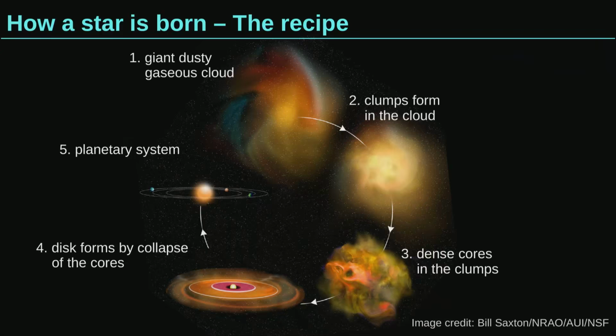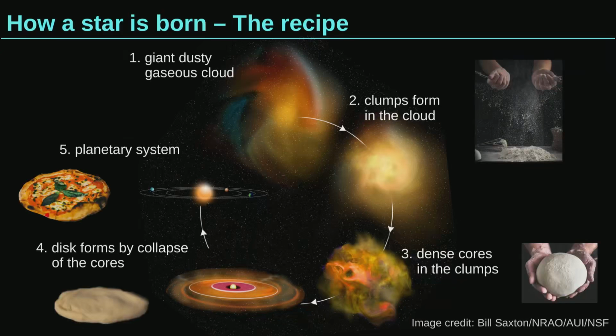So why a disk? As I said, everything moves around in the cloud, so it's likely that the cloud has a little bit of an initial rotation. As it collapses, this rotation gets larger and faster. And now you can think of making a pizza. So when you make a pizza and spin your dough on your finger, you get a flat disk, like a disk around a star. That's the same process, actually.